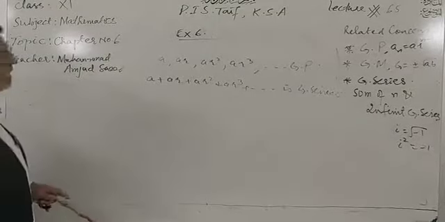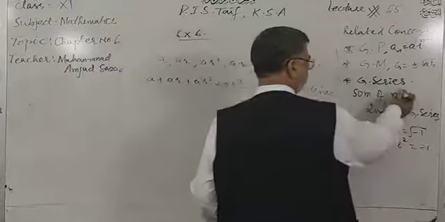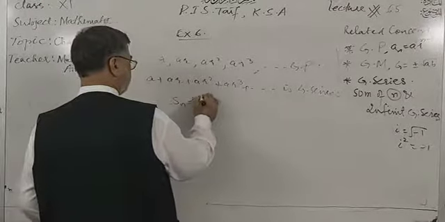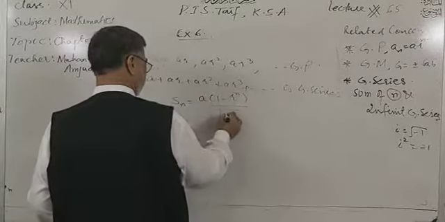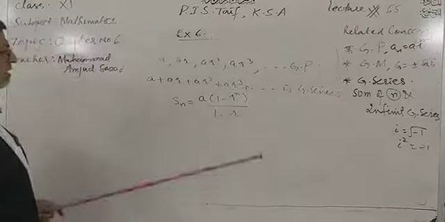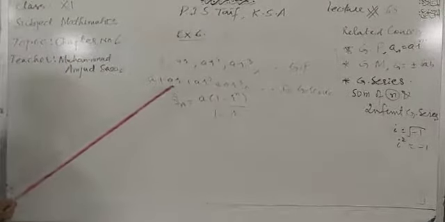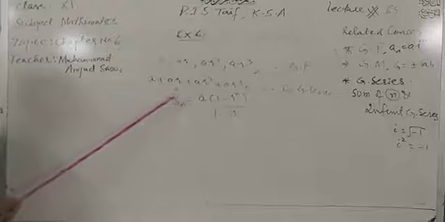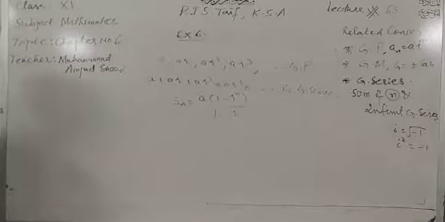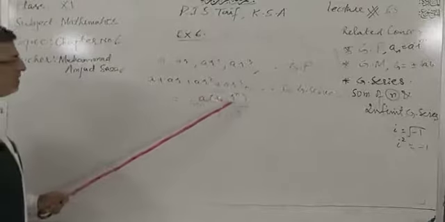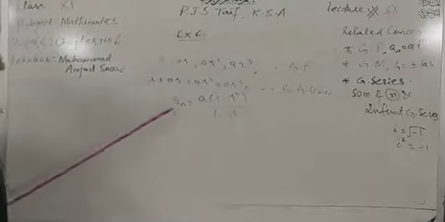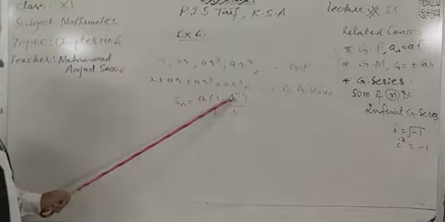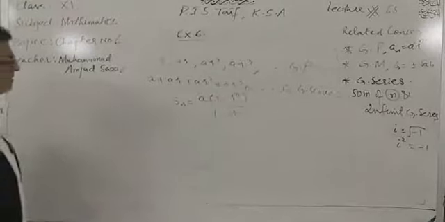Dear students, in case of sum of n terms of a geometric series, Sn is equal to A into 1 minus R^n over 1 minus R. This is the formula to find the sum of n terms of a geometric series. Sn means sum of n terms, A means first term, R is the common ratio, n is the number of terms.